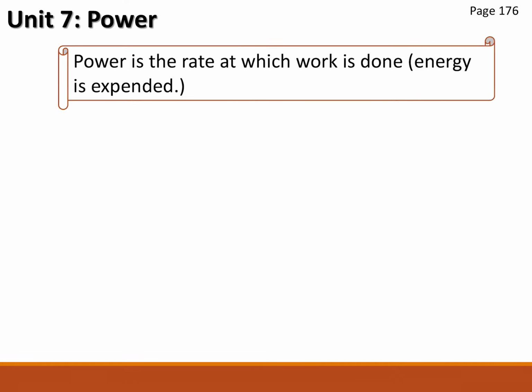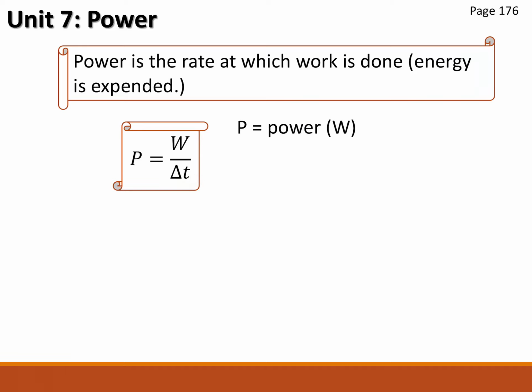Let's look at power. Last section for this one. Power is the rate at which work is done or energy is expended. So it's the rate at which we transfer energy, basically. Power is work divided by time. Power is easy. It's measured in watts. W is work done, and delta T is time taken.